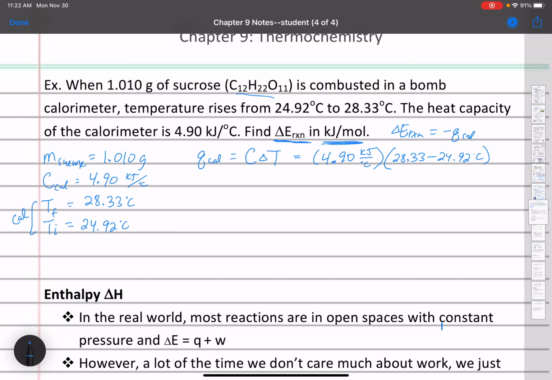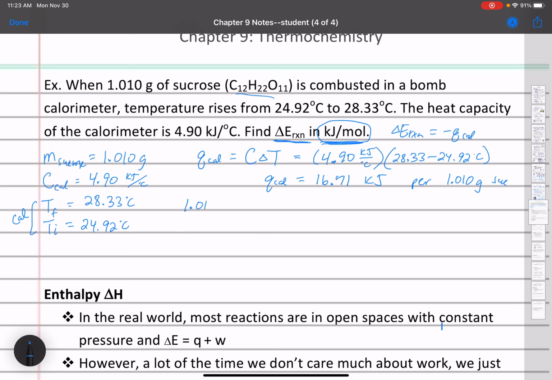So that our Q calorimeter is equal to 16.71 kilojoules. Okay, so that's our heat in kilojoules, but it didn't ask for heat in kilojoules, it asked for kilojoules per mole of that substance we're combusting. So we need to figure out how many kilojoules are produced per 1.010 grams of sucrose, but we want to know how many kilojoules per mole of sucrose. So we need to figure out how many moles of sucrose that we have.